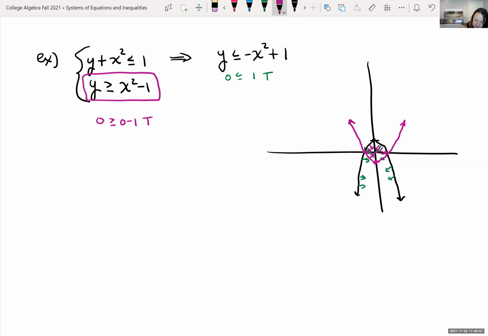So our solution set is like this, and everything inside that. I could test to see where my intersections are, but I could see in this case that the points of intersection would have been (-1, 0) and (1, 0).